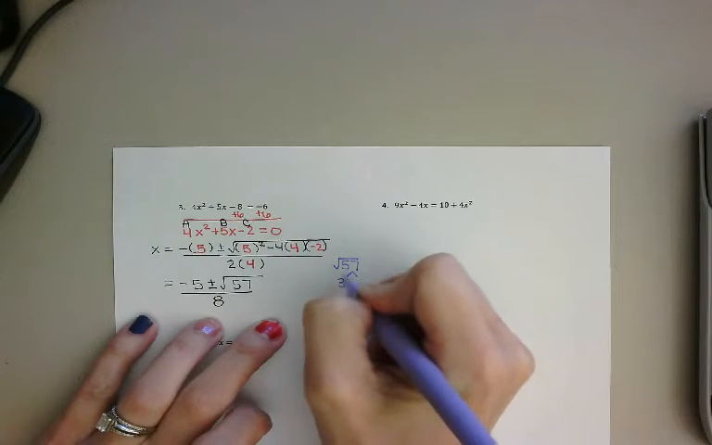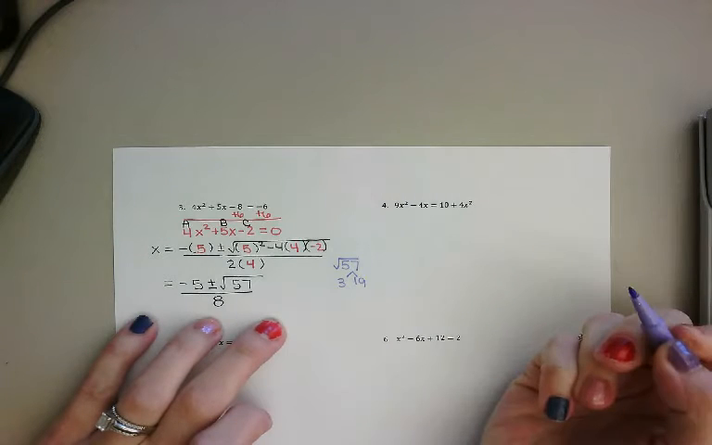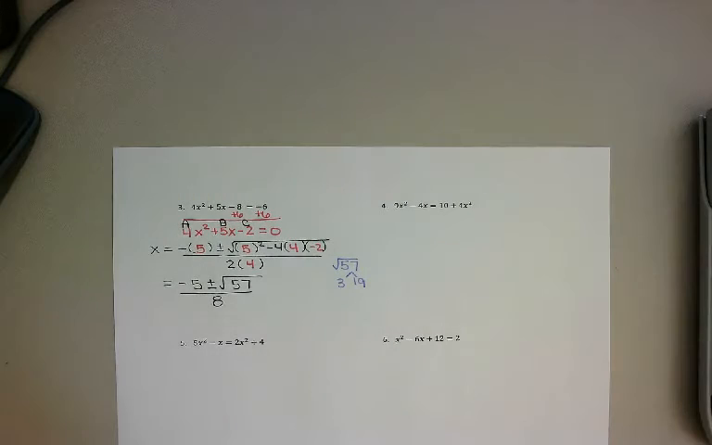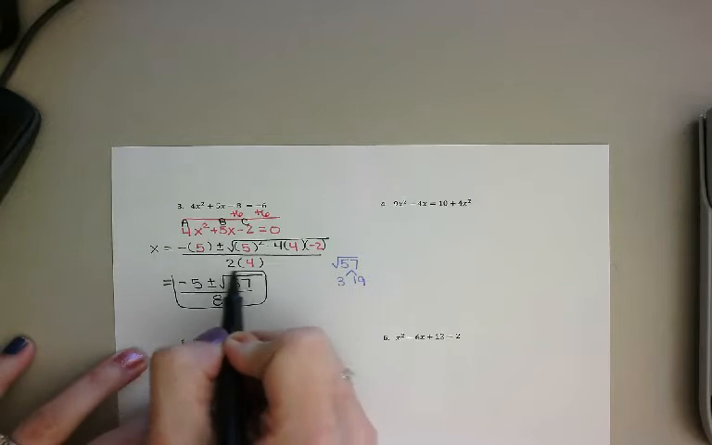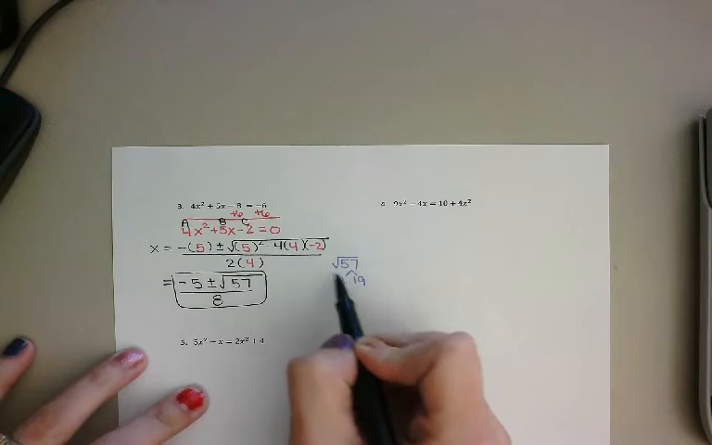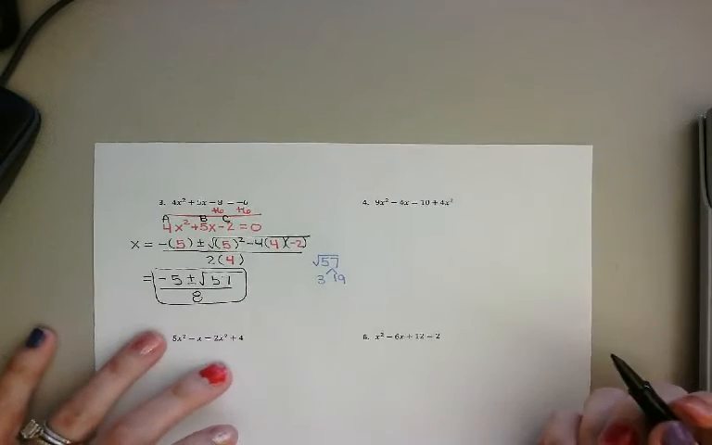Okay, I could say 3 times 19, but there's no pairs, so it does not reduce. So we get to be done with the problem. If your square root can simplify, you need to make sure you do so.